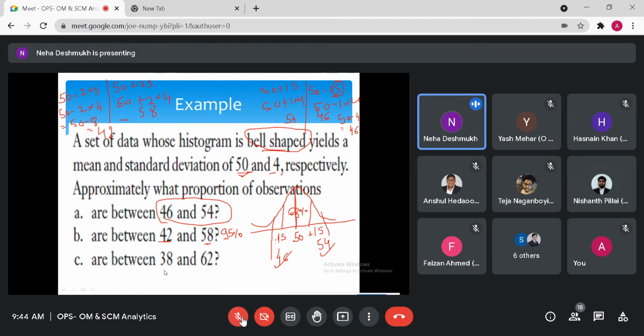Yes, ma'am. For 3s, it will be 50 minus 3s and 50 plus 3s. Okay. So calculate 50 minus 3s. 3 fours are 12. It will return 38, right? And 50 plus 12 is 62, so this is the range of 3s. So what should be my interpretation? 99% of all the observations fall between this range. Yes, class. Yes, ma'am. Got it. Got it, Aditi? Yes, ma'am.